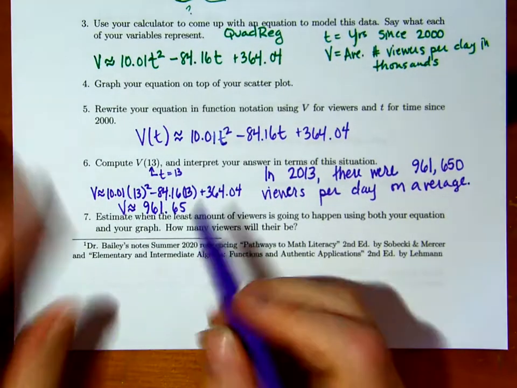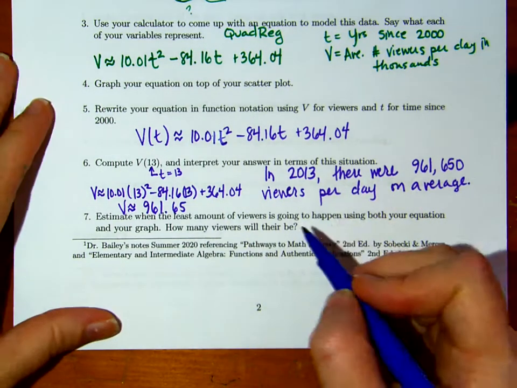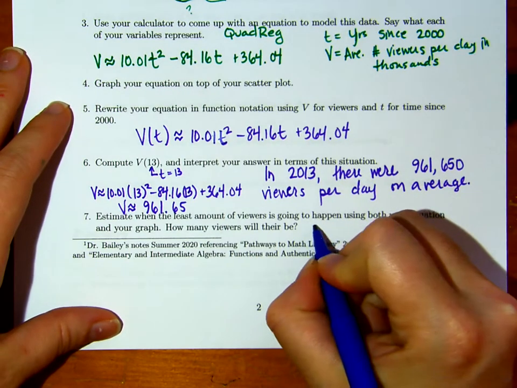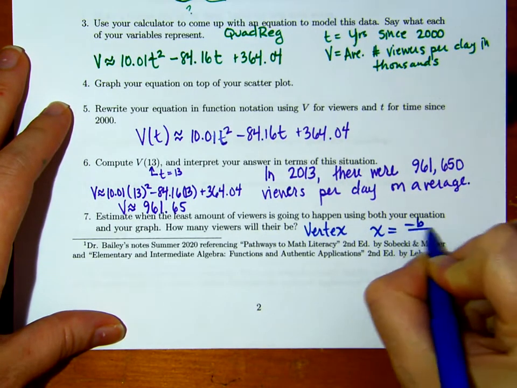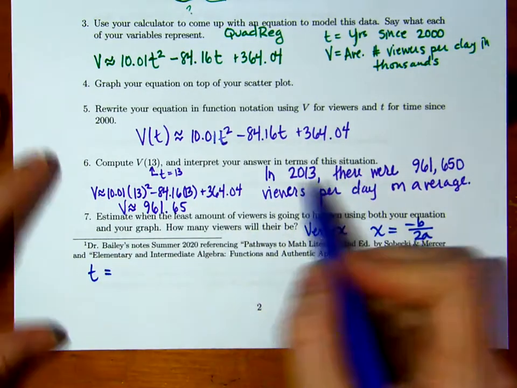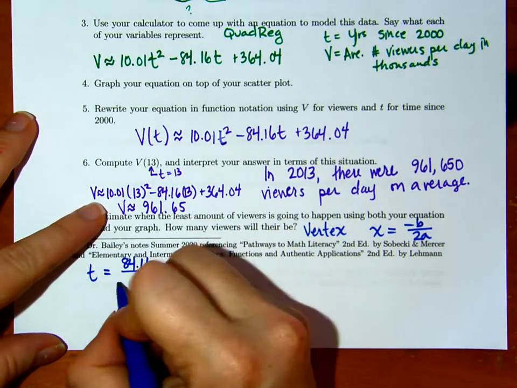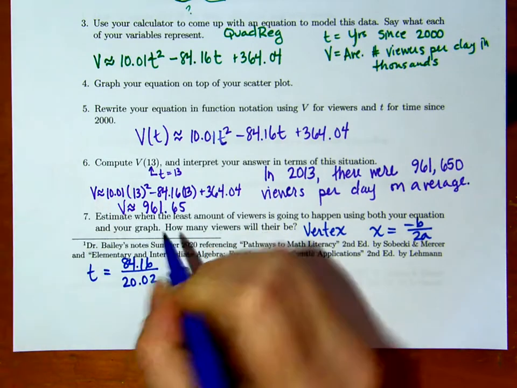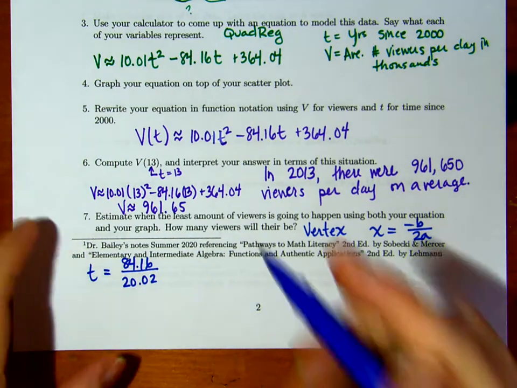Nice. Estimate when the least amount of viewers is going to happen using both your equation and your graph. How many viewers would that be? Okay, well, if we use the equation, remember that the vertex formula is x equals the opposite of b over double A. So here, t, the opposite of b would be 84.16, and then double the A, 20.02. 84.16 divided by 20.02, about 4.2.